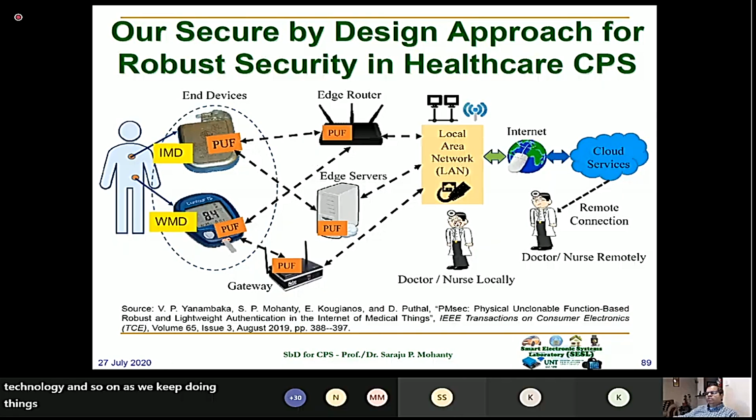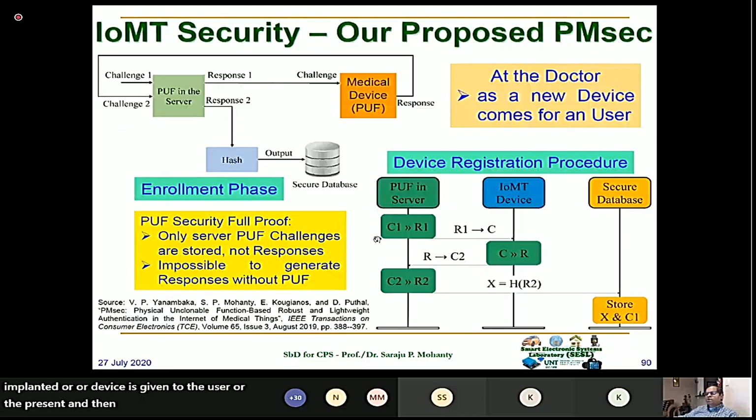So anyway, then we have the corresponding protocol. Okay, what kind of protocol will the doctor have when a device is implanted or given to the user or the patient, and then when reconfiguring, what kind of protocol. So all these we have developed. Okay, this is what we call the enrollment process, and this is the device registration procedure. Okay, all these things we have developed.